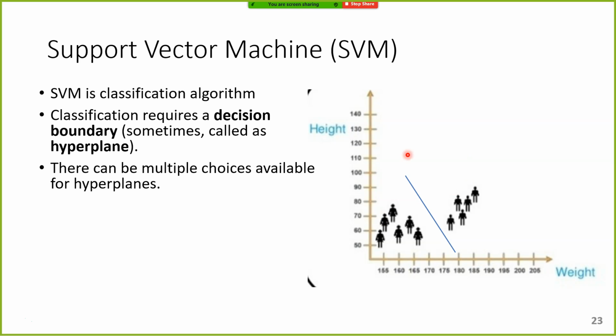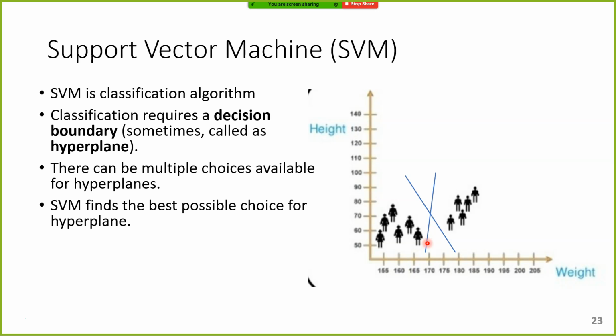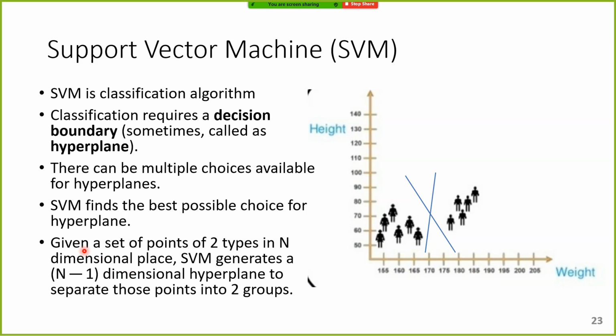But this is not the only possible choice we have for a decision boundary. We can have multiple choices. Like this is also a possible choice for the decision boundary. So the question is, how do we choose the best possible decision boundary? SVM is an algorithm that finds the best possible choice for these hyperplanes. How do we do it? Essentially, given a set of points of two types in n-dimensional space, SVM generates an n-1 dimensional hyperplane to separate those points into two groups.